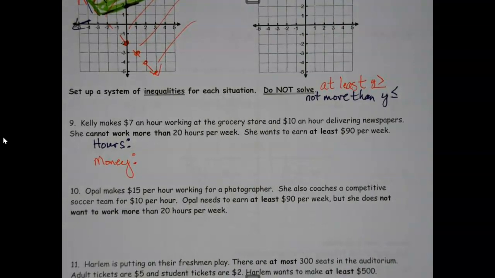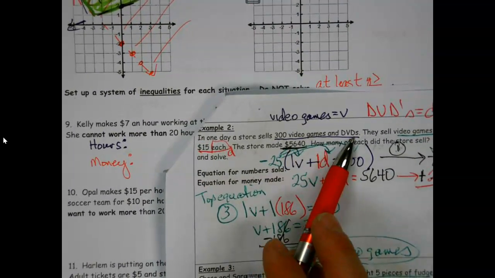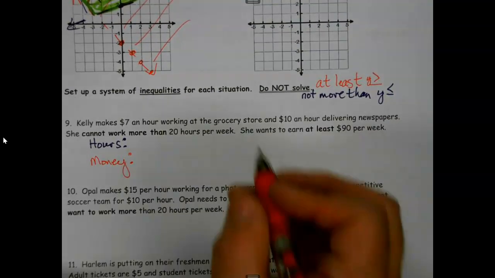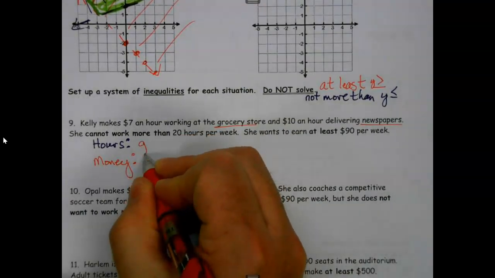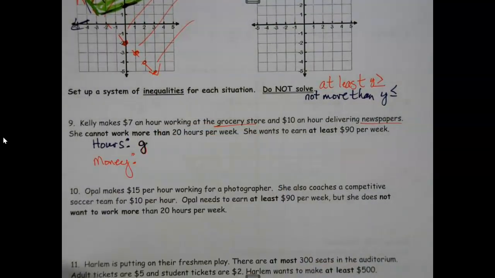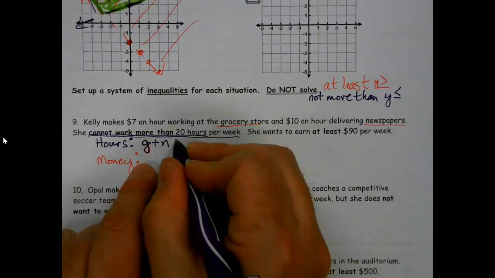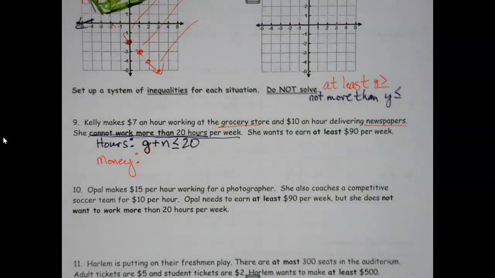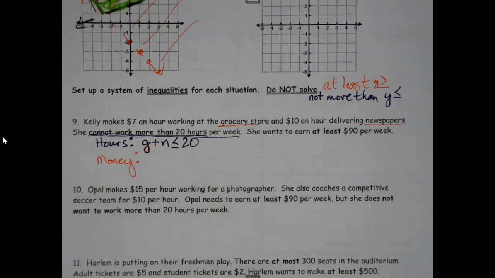This is kind of like, let me pull my notes out. This is kind of like what we were doing yesterday, probably more with the video games and DVDs, where I look and I'm like, okay, so I'm working at the grocery store and I'm delivering newspapers. My grocery store hours and my newspaper hours cannot be more than 20, have to be less than or equal to 20 hours a week. So if I know how many hours I worked at the grocery store and how many I worked delivering newspapers, I got to make sure it stays under 20. I'm not sure why, but it is what it is.